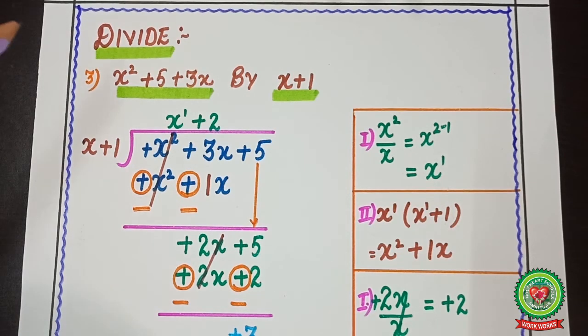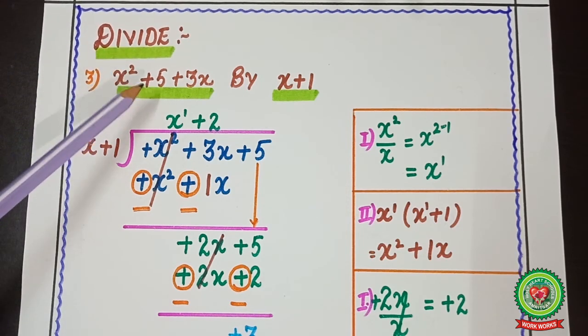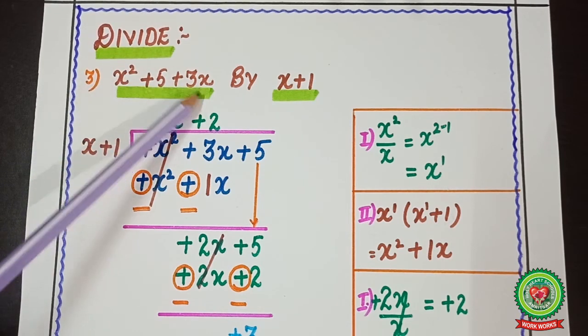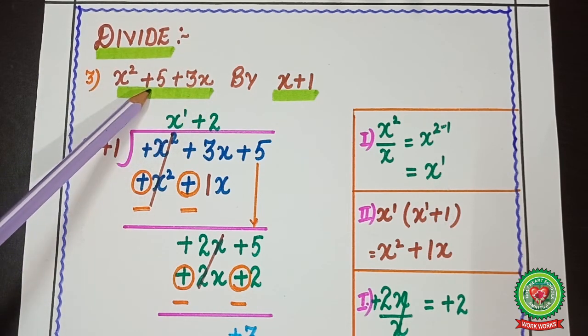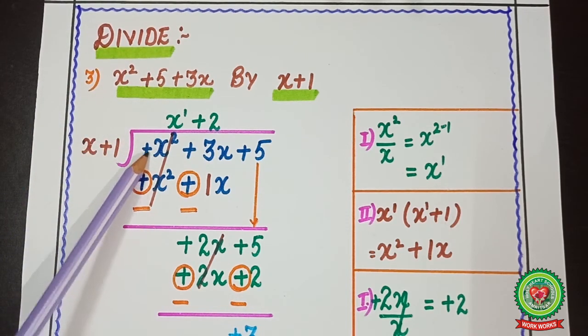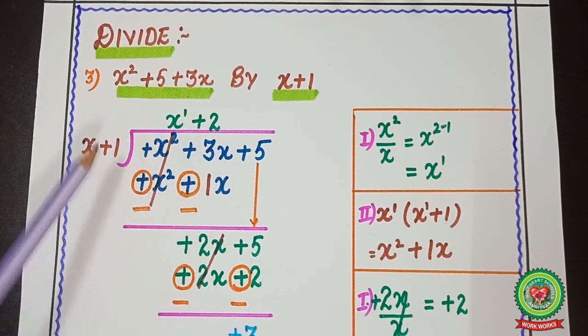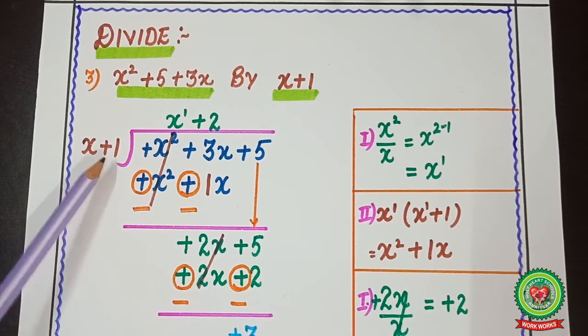So here you can see that x raised to power 2 is there. So next term should be with x. But here you can see plus 5. So that means this term should be at the second place. So here first of all we will arrange them. So you will write here x squared plus 3x plus 5. So here we have arranged them. Next you will write here divisor x plus 1.